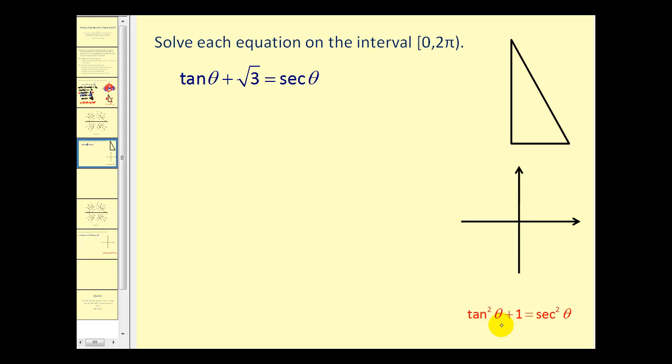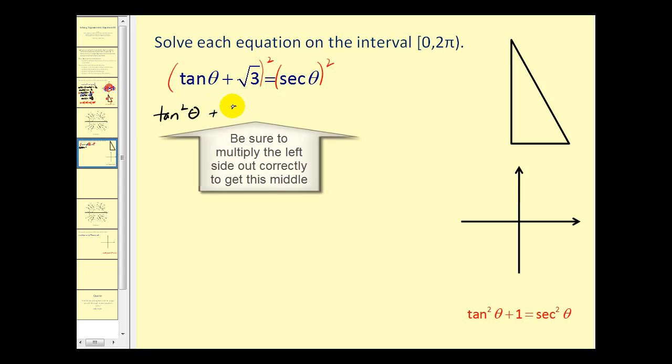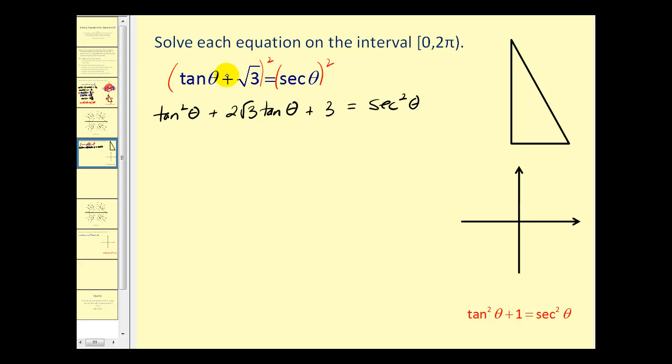We'll square both sides. Now we'd actually have to FOIL this out. The result would be tan squared theta plus 2 square root 3 tan theta plus 3. Now remember, this middle term came from FOILing this out. We should write this out twice and then FOIL it.